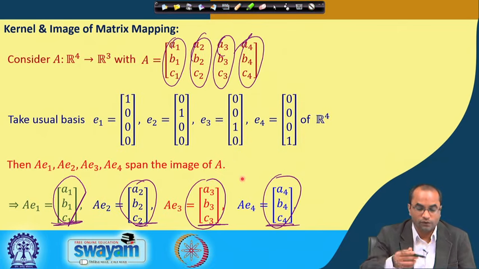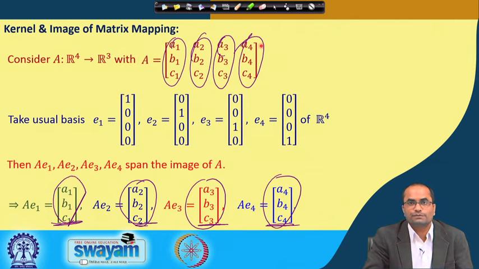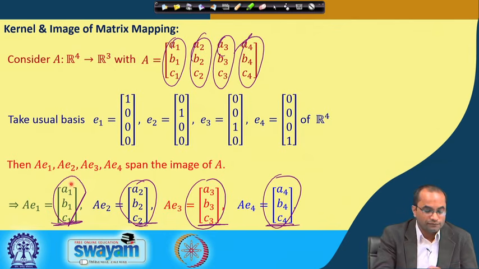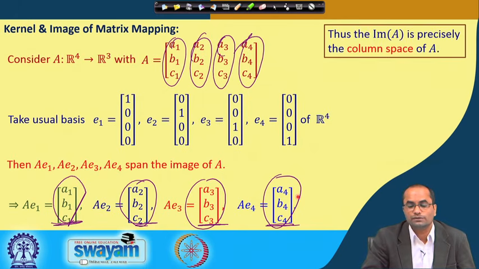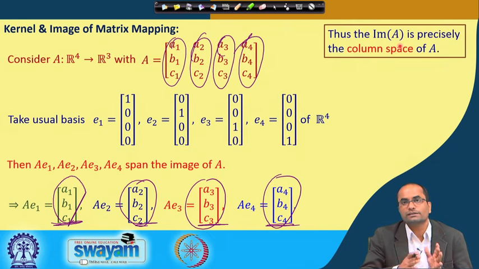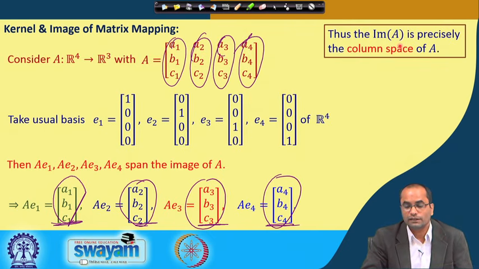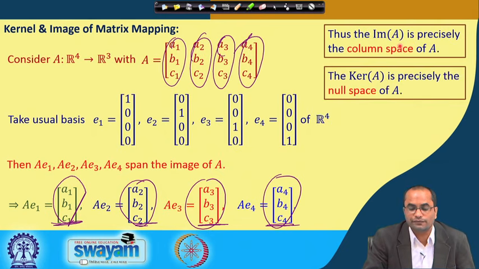the column space. The column space is exactly the span of these columns, the column space we have already discussed, and what we have observed is that the image is nothing but the span of these columns. Thus the image of A is precisely the column space of A. So, when we talk about matrices, the column space is nothing but the image of A.